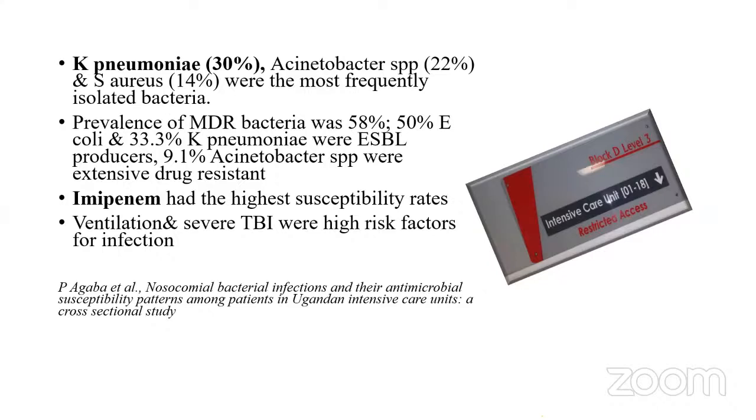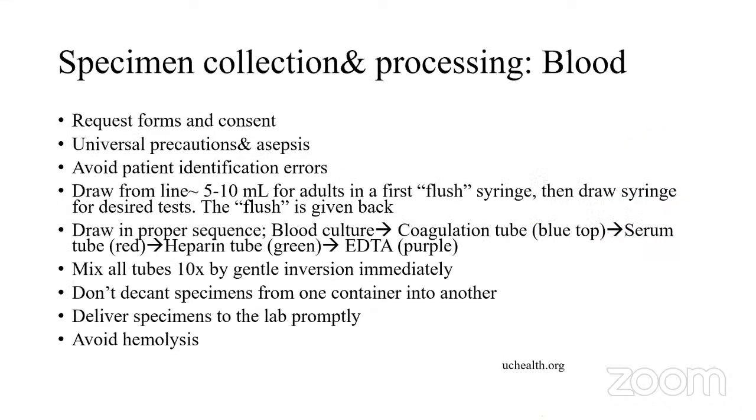So this should inform your decision as to which cultures you're going to ask for, are they gram-negatives, gram-positives, and what empiric antibiotics you might want to use until you have your information back. In the patients in this study, ventilation, which is what a lot of the ICU care is about, and severe traumatic brain injury were very high risk factors for infection. So that was the local information we have.